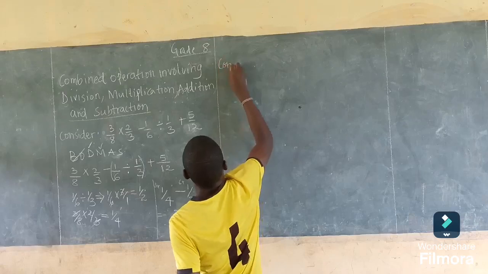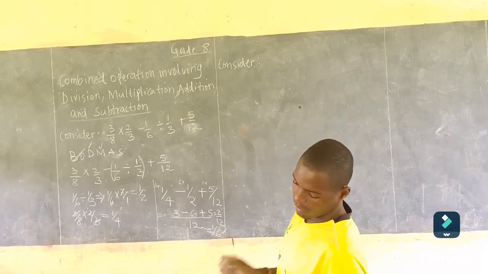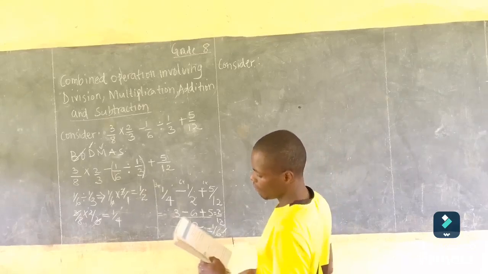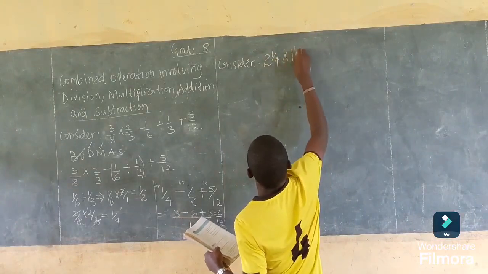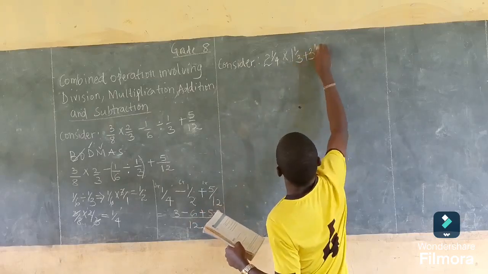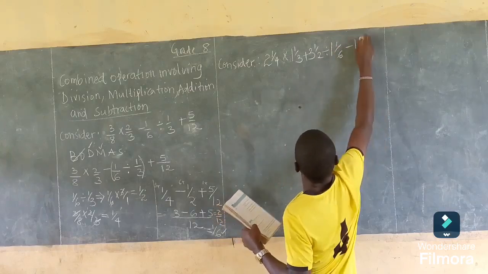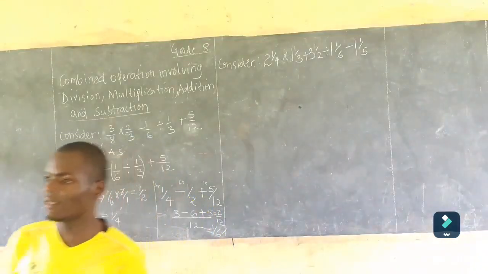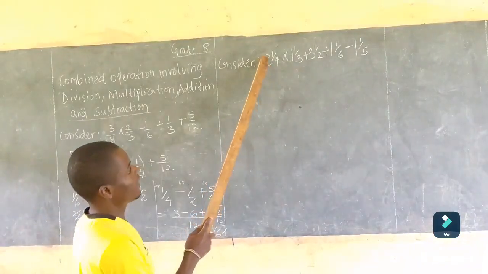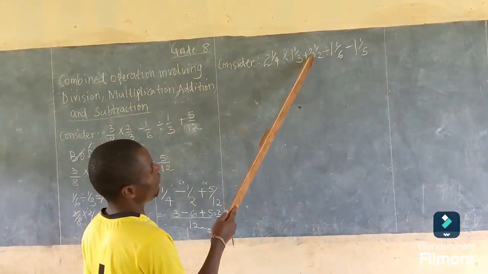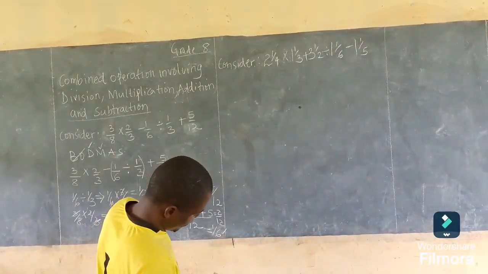So let us consider example 2, scenario 2. Here we have 2 and 1 over 4 times 1 and 1 over 3 plus 3 and 1 over 2, divided by 1 and 1 over 6 minus 1 and 1 over 5. Looks very, very difficult, but it's not.